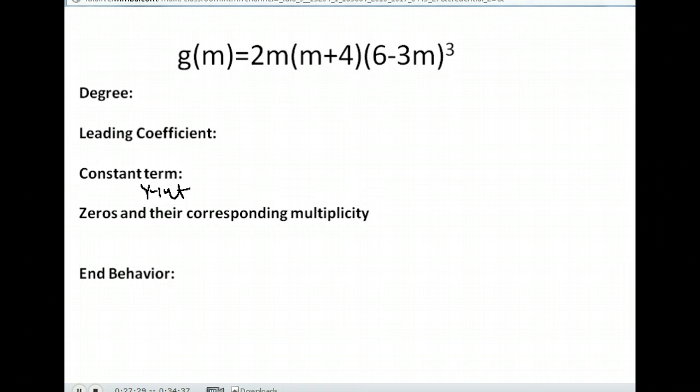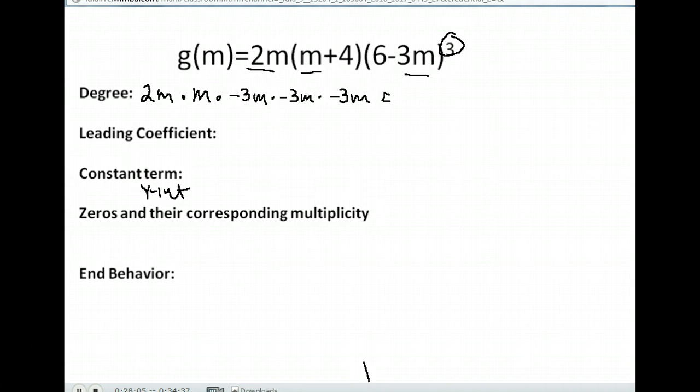So again, to find the degree when it's all factored out like this, you multiply the largest degree in each one. If there's multiples, you have to multiply multiples. So I'd have a 2m times an m times a negative 3m and a negative 3m and a negative 3m. There were 3 of those. So let's multiply that out. 2 times 1 is 2. 2 times negative 3 is negative 6. 6 times 3 will be positive 18.